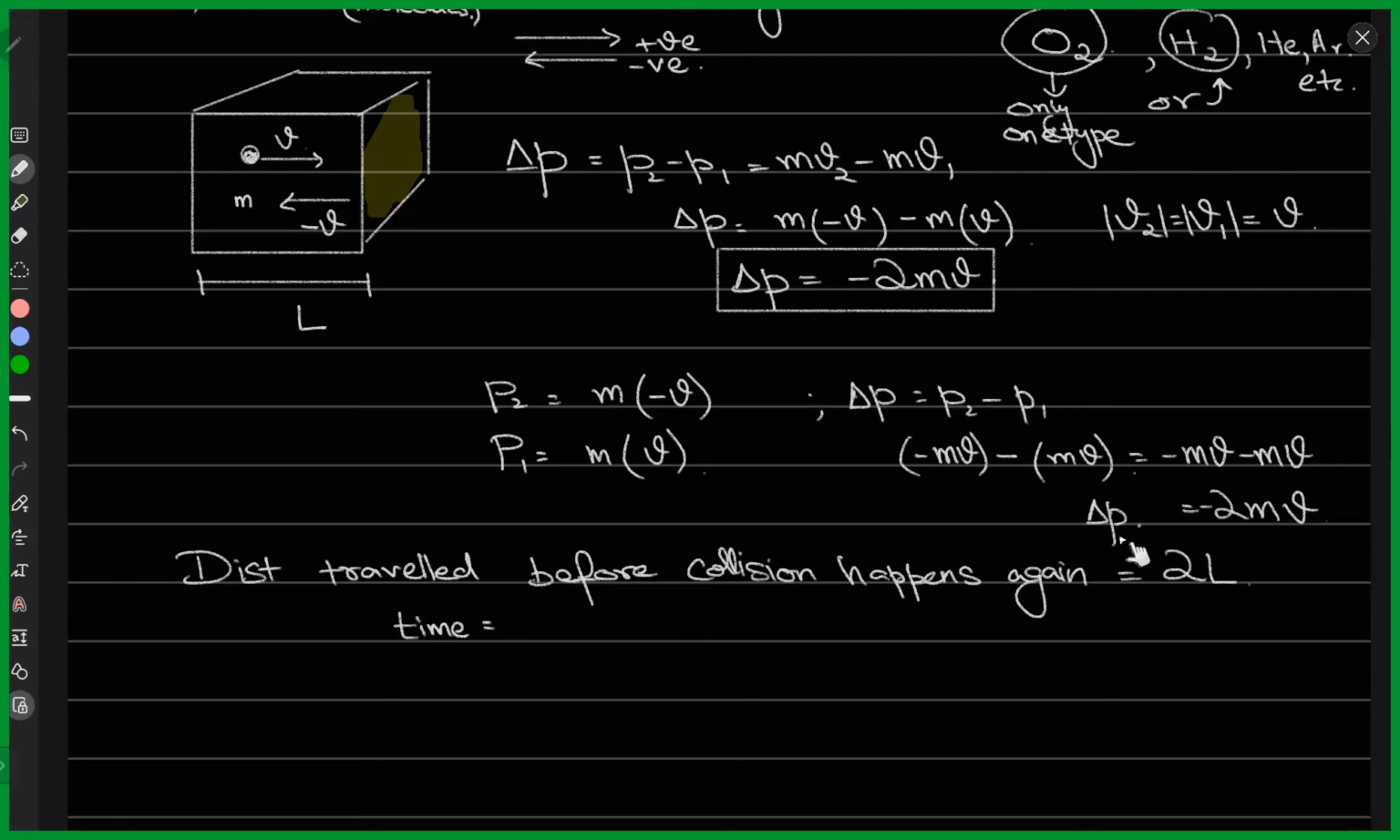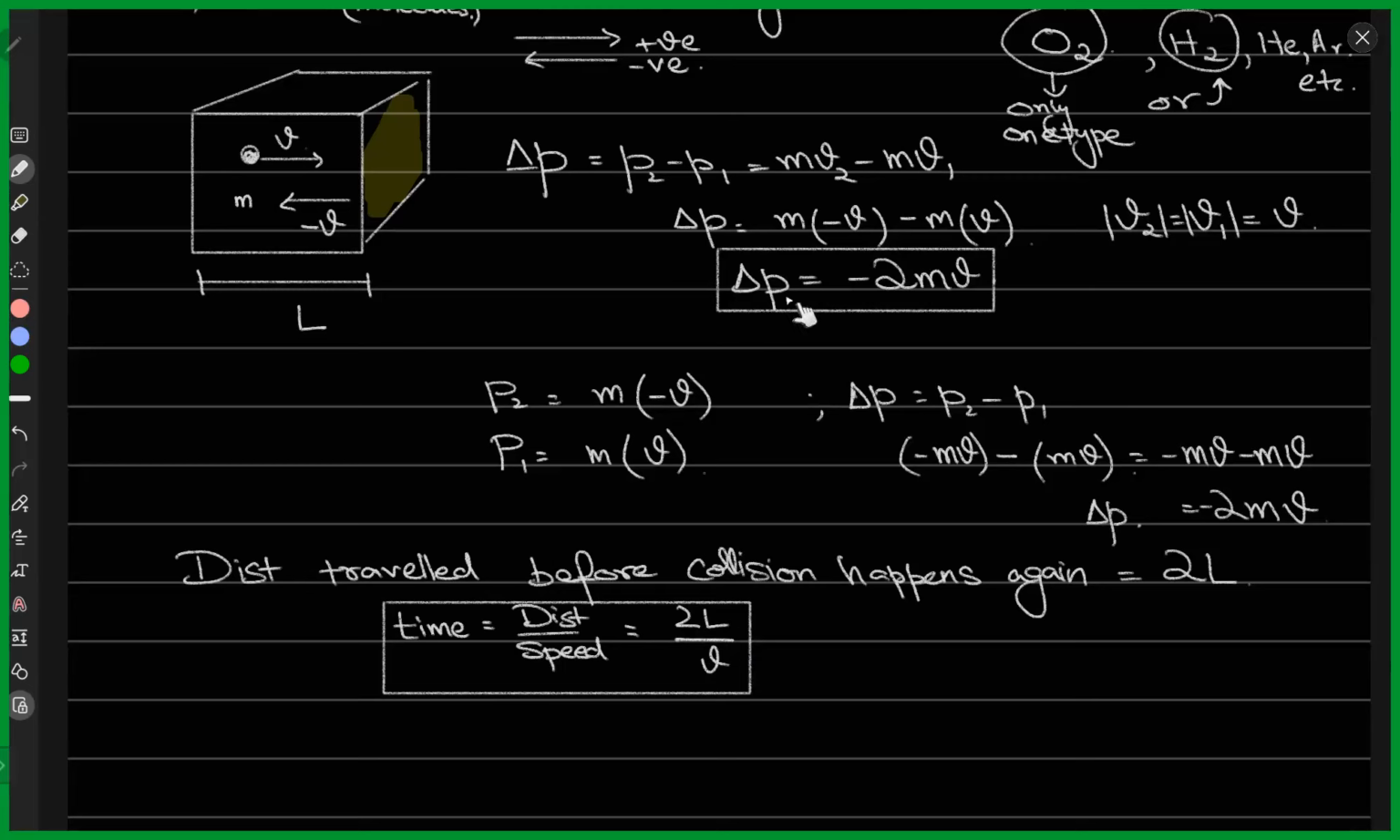it would be distance divided by the speed, right? And we have established that the distance is 2L, and we already know the speed was v, right? If v is the speed with which it's moving. So the time for this collision to happen is 2L by the speed of the particle, the time elapsed between the collisions.